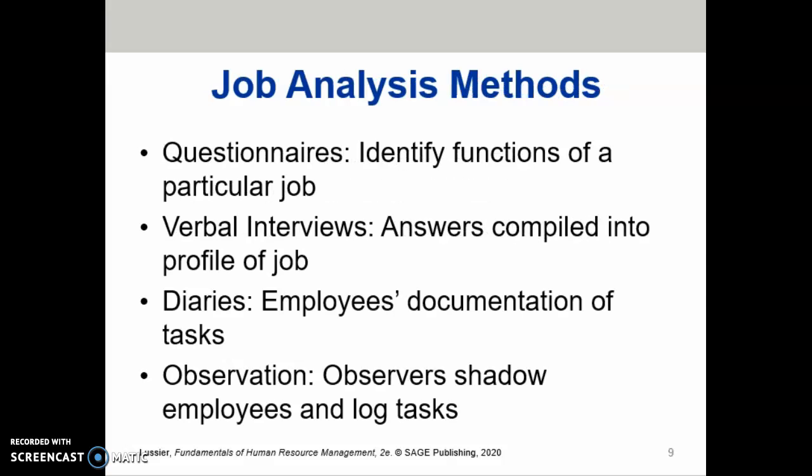So there are 4 commonly used methods for job analysis, and they all have pros and cons. The first one, questionnaires. It's low cost, quick and easy. The negative is it can have a low response rate, and it could be incomplete. It can be given to the current job holders, supervisors, or other people that are affected by the way the job's done, like quality control, for example.